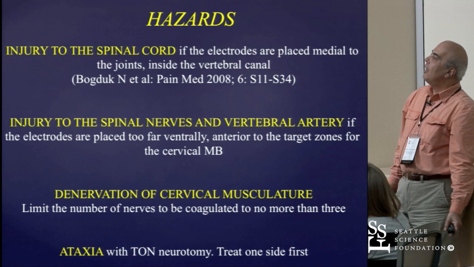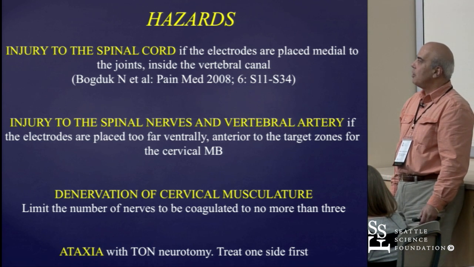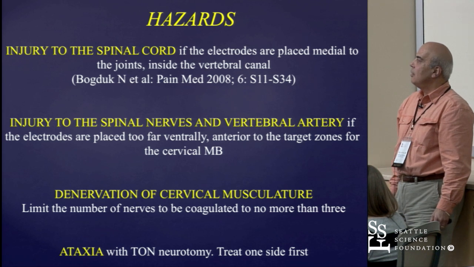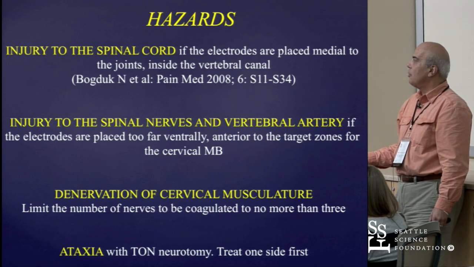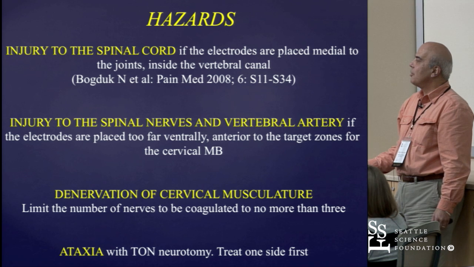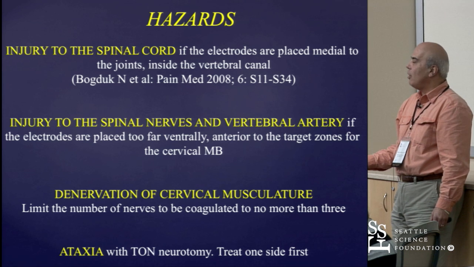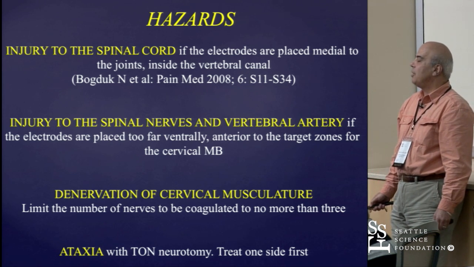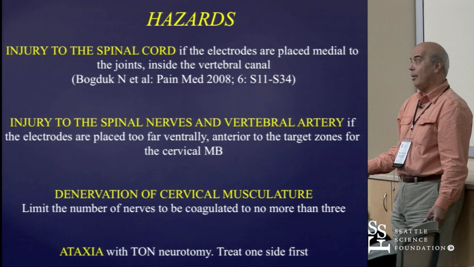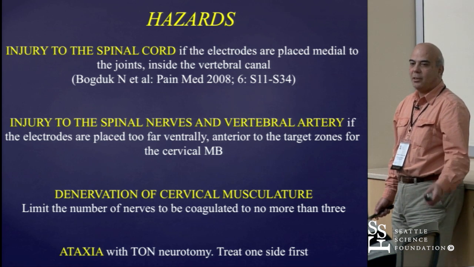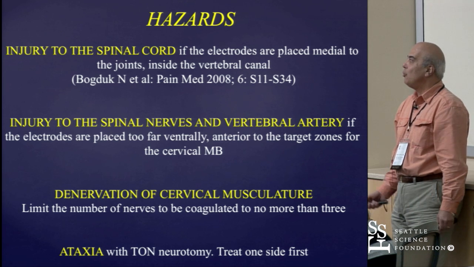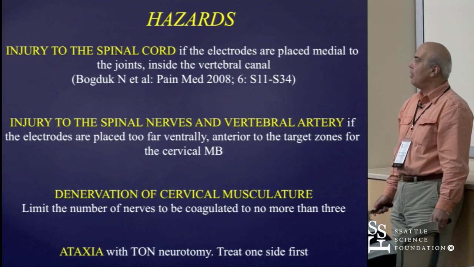What are the hazards? Usually you have to be aware of the possibility of injury to the spinal cord if the electrodes are placed too medial to the joints or inside the vertebral canal, obviously. There is also injury to the spinal nerves and vertebral artery if the electrodes are placed too far ventrally or anterior to the target zones for cervical medial branch. If you are dorsal to the vertebral foramen, you are in the correct position, and that's where sensory and motor stimulation enables you to understand whether or not you are too close to the spinal nerve.